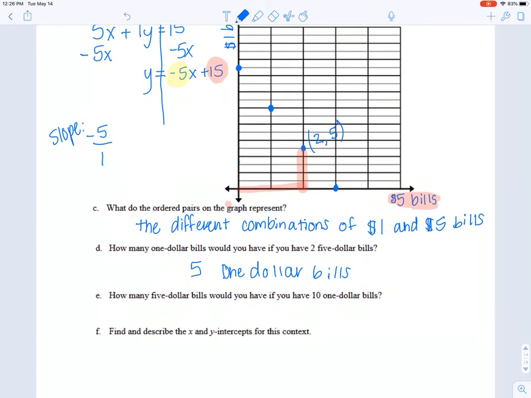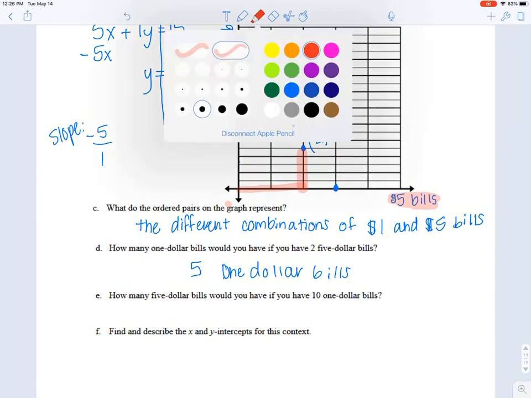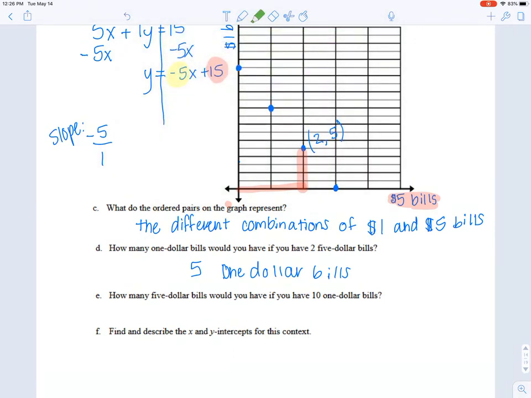How many $5 bills would you have if you had 10 $1 bills? So now I'm looking at 10 on this y-axis. So I'm going to go up to 10. 1, 2, 3, 4, 5, 6, 7, 8, 9, 10. And go over and look, I have one $5 bill.